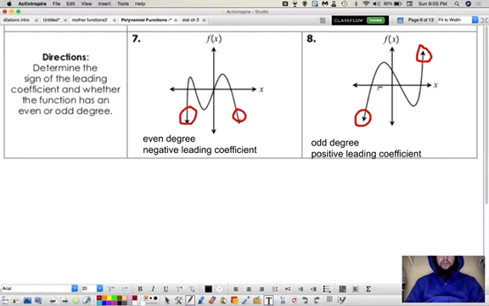And if we look at this one, it crosses 3 times, so all we can guarantee is that it's at least a 3rd degree polynomial. Can't say for sure it's 3rd. It could be a 5th degree and look like that. We don't know. We just know for sure it's at least 3. We'll get there.